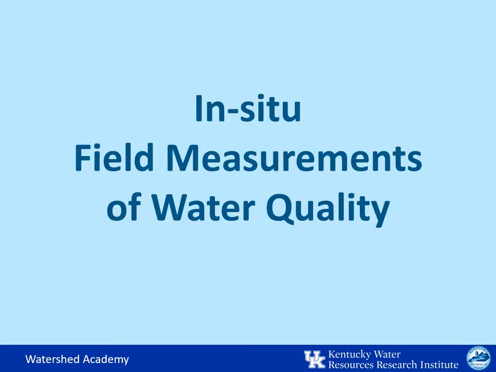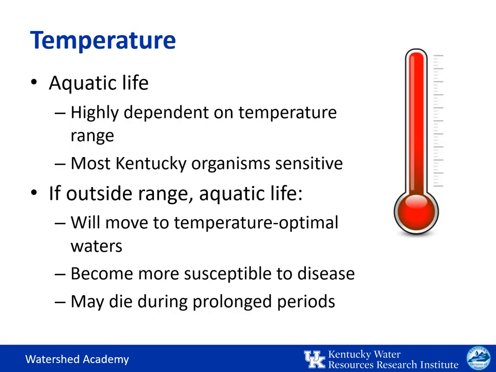Now we want to move to the in-situ or in-place field measurements of water quality. Temperature is an important field measurement because the plants and animals that live in the stream are dependent upon a certain temperature range for their optimal health. Variations above or below that range affect the life processes of these organisms. The best temperatures for fish depend on the fish species. Some species prefer colder waters, whereas others prefer warmer water.